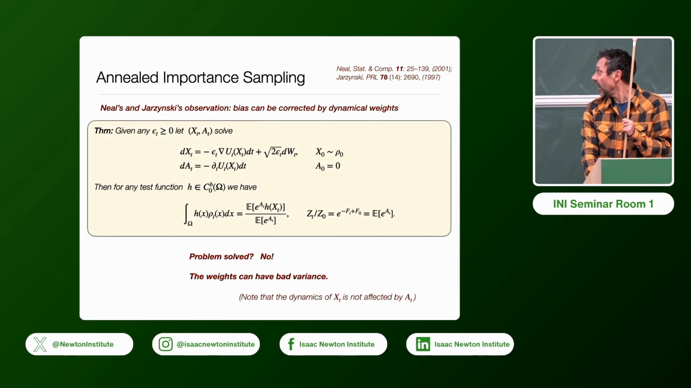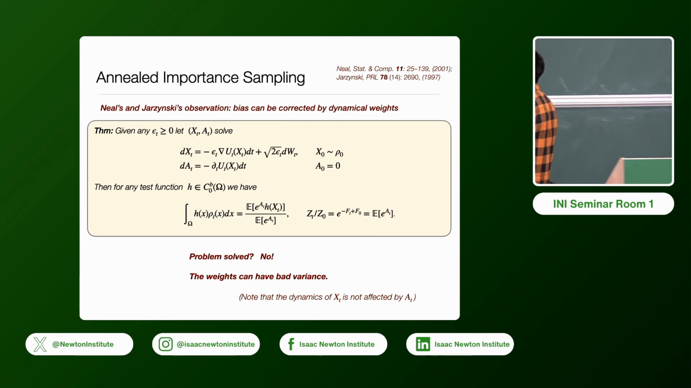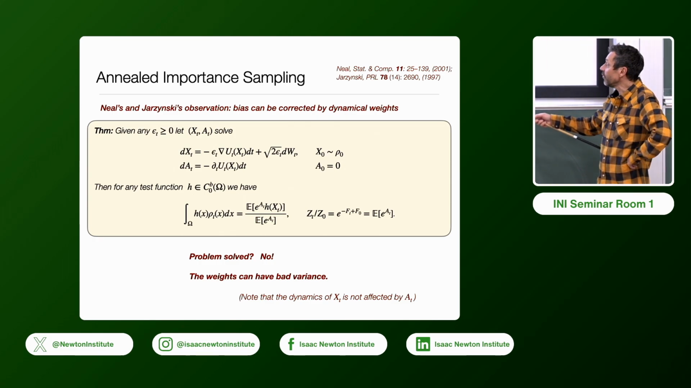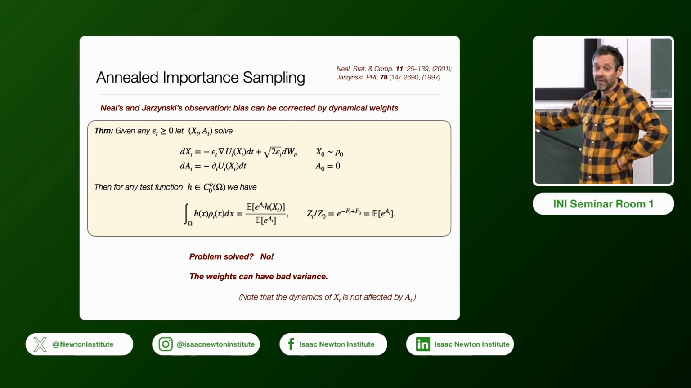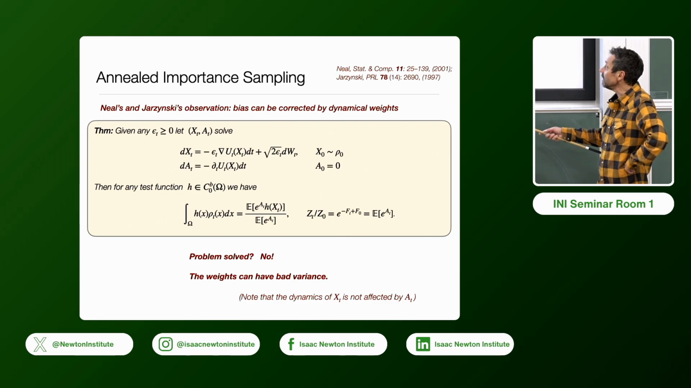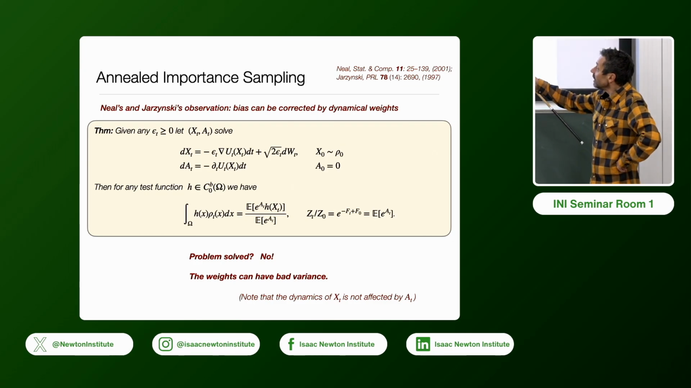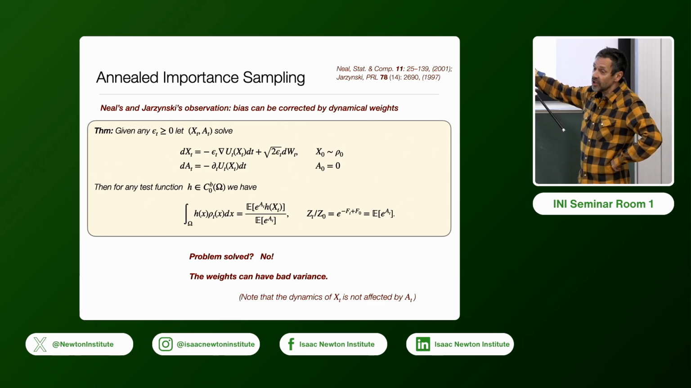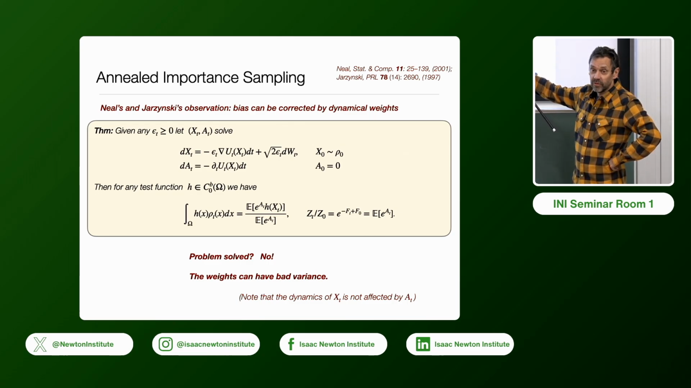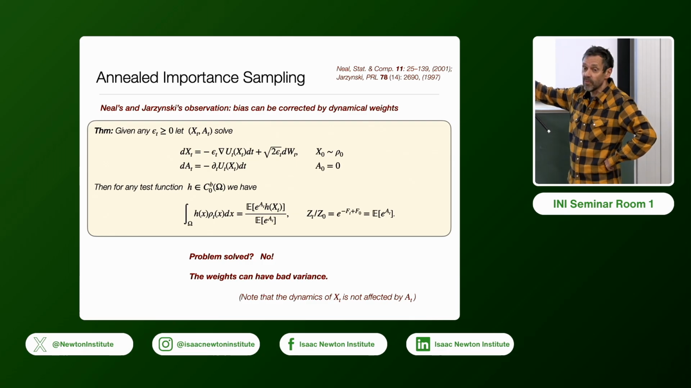Okay, so you may say, well, is the problem solved? Well, no, because unfortunately, the weights can have bad variance. And the reason why you can immediately see why that might be the case is that, in fact, in this procedure, you don't change at all the way the walkers are moved. The only thing that you do is that you equip them with weights.